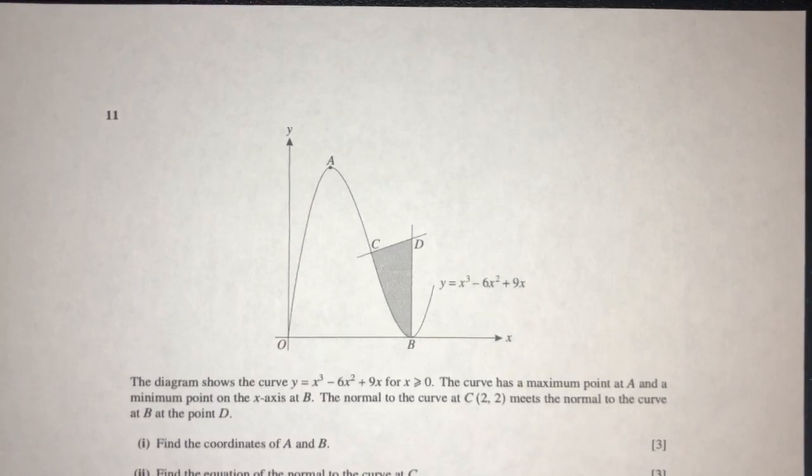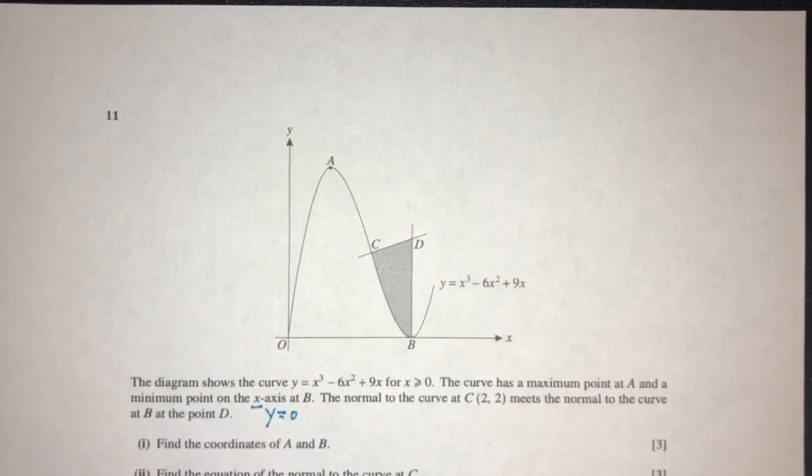Let's move on to the next question. The diagram shows the curve y equals x cubed minus 6x squared plus 9x, given to you for x more than 0. The curve has a maximum point at A and a minimum point at B, which is on the x-axis. Now we know on the x-axis the value of y should be 0.